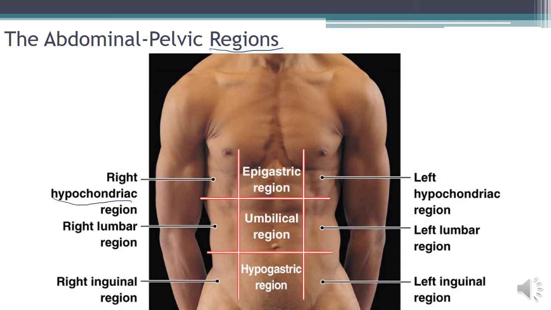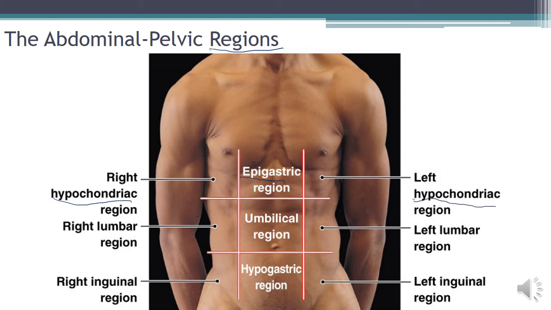Hypo means below or underneath. Whenever you talk about chondria or chondro, that refers to cartilage, particularly cartilage in the ribs. Underneath the rib cage in the middle, you have the epigastric region. And then right underneath the rib cage on the left side, you have the left hypochondriac region.